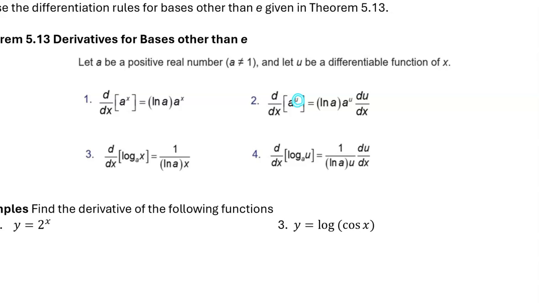And in number 2, u is not just x. It would be some function of x. And we can see the chain rule showing up right there because we're multiplying by whatever the derivative of u was. Number 3 tells us how to take the derivative of log base a of x. Number 4 expands upon that. In case you do not only have x on the inside of your logarithm, then you have the chain rule showing up with taking the derivative of whatever was on the inside of that logarithmic function.